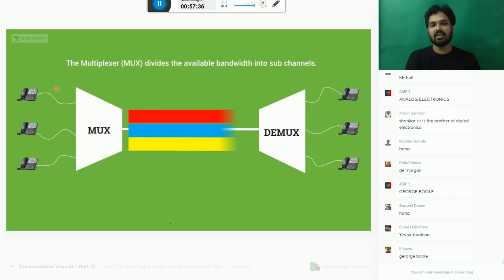In earlier, ancient days, if you remember, you had telephones like this. Now also you might be using them. So these telephone channels are connected to one multiplexer. For example, you have 100 users here and another 100 users here.